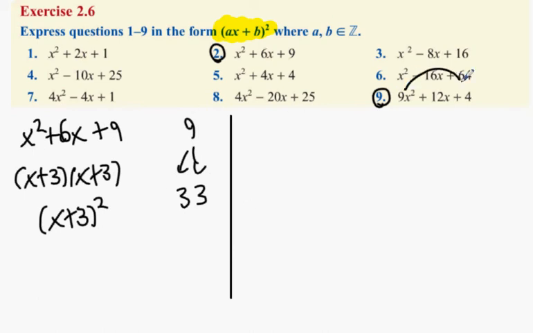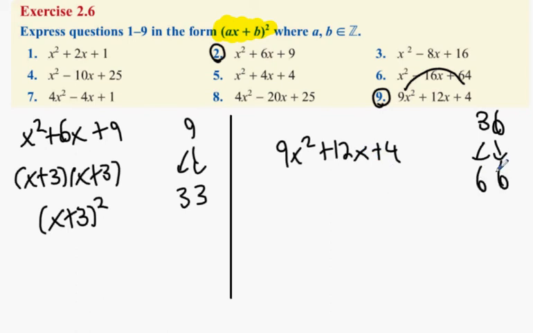So 9 times 4, anybody? 36. So the reference number is 36. Break 36 down into 2 numbers that will multiply to give you 36, but will add to give you 12. 6 and 6. Grand. Now look at this: 9x squared plus 6x plus 6x plus 4.